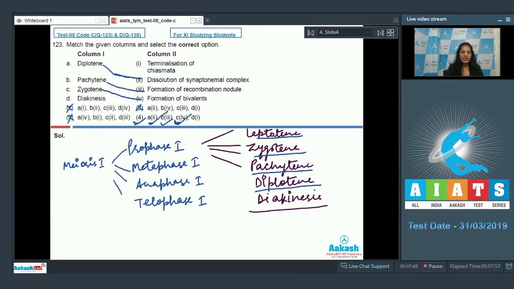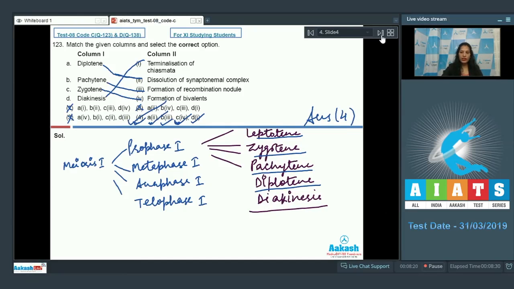And the last one is diakinesis, in which terminalization of chiasmata takes place. So D matches with the first. What is chiasmata? It is the X-shaped structure which is seen when these two homologous chromosomes separate after crossing over but are still united at a point, which is X-shaped and called the chiasmata. So this terminalization of chiasmata takes place in the diakinesis. So the correct option for the given question is option number 4.